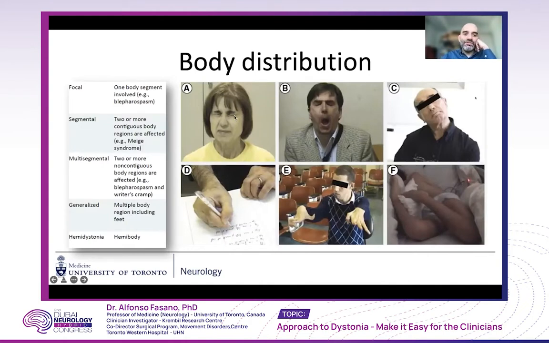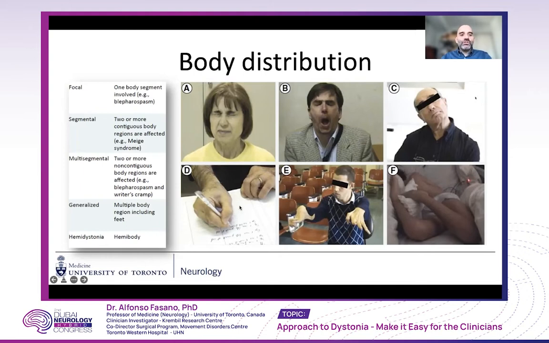In A, you see a patient with blepharospasm, eye closure, which is a typical focal dystonia. In B, you see segmental dystonia called Meige syndrome, because you have a combination of oromandibular dystonia and blepharospasm. So we call this Meige syndrome. C, you see an example of torticollis. And this man, as you saw already in the previous picture, also has upper body dystonia. So it's another example of segmental. Multi-segmental is when there are multiple sites involved, but they are not next to each other.